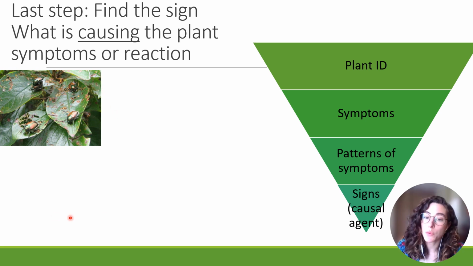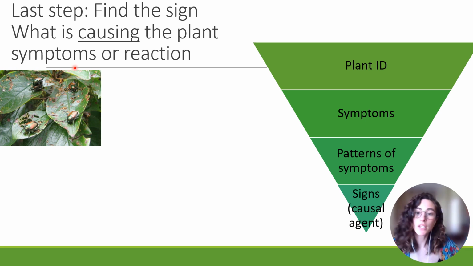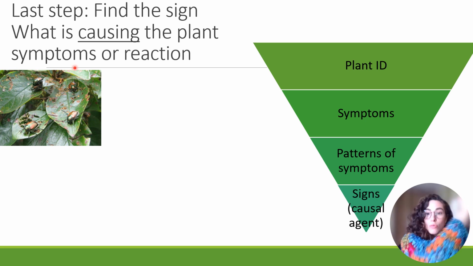So in examples with insects themselves, this guy is the sign. It is the causal agent. It's like finding a toddler drawing on a wall. The toddler is the sign, all right?